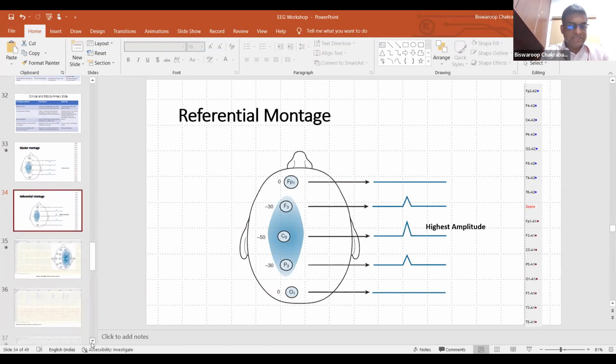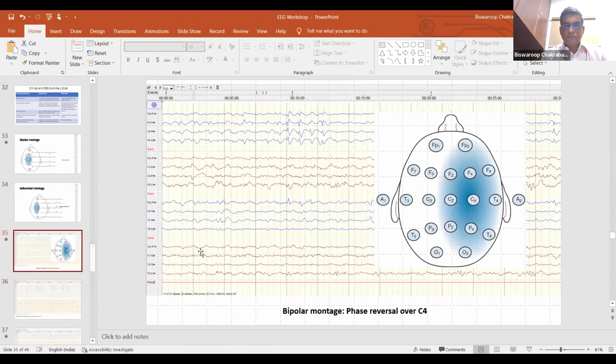So let us move on to this slide. Here you have F4, C4, and C4, P4. You have phase reversal happening here. This is a phase reversal. This is a phase reversal. This is a phase reversal. Although in P4, O2 you also see discharges, the phase reversal is happening in F4, C4, C4, P4. C4 is common, so most probably the focus of the focal discharge is C4. Let us see the next slide and it will become clearer.